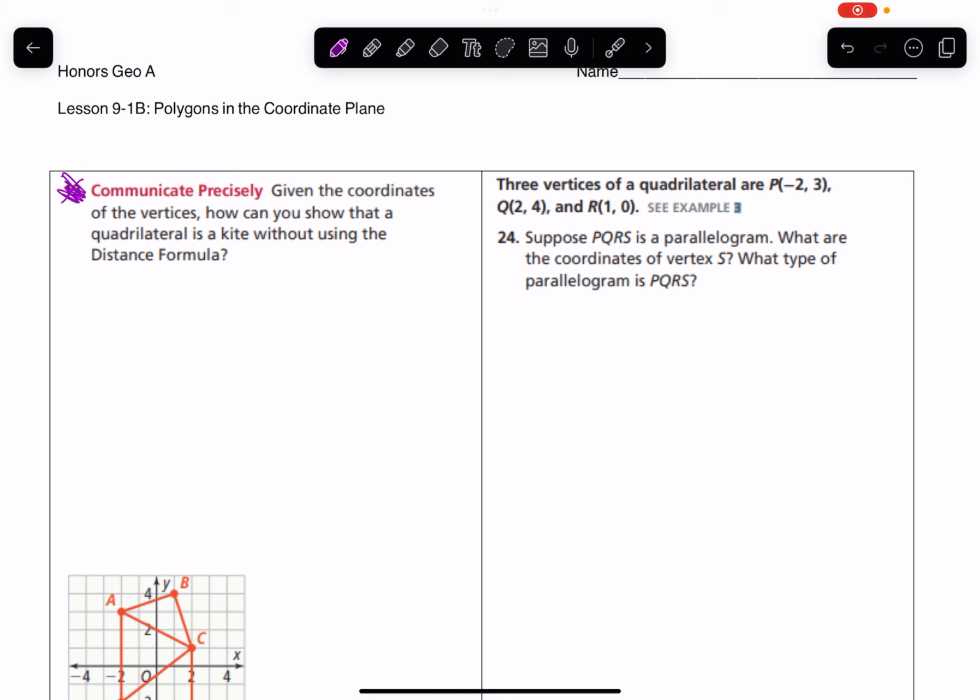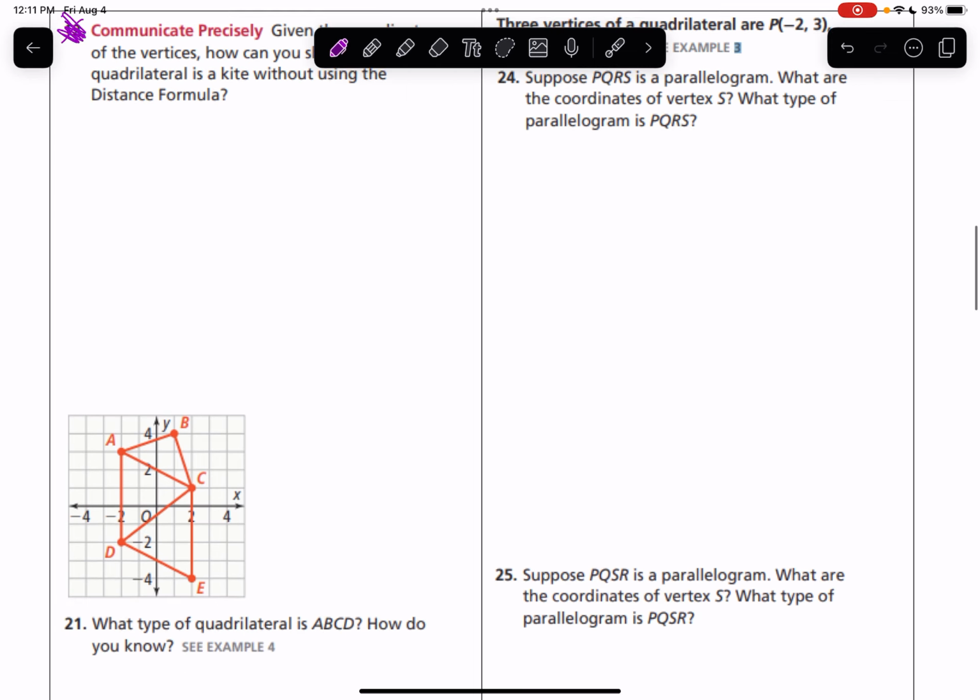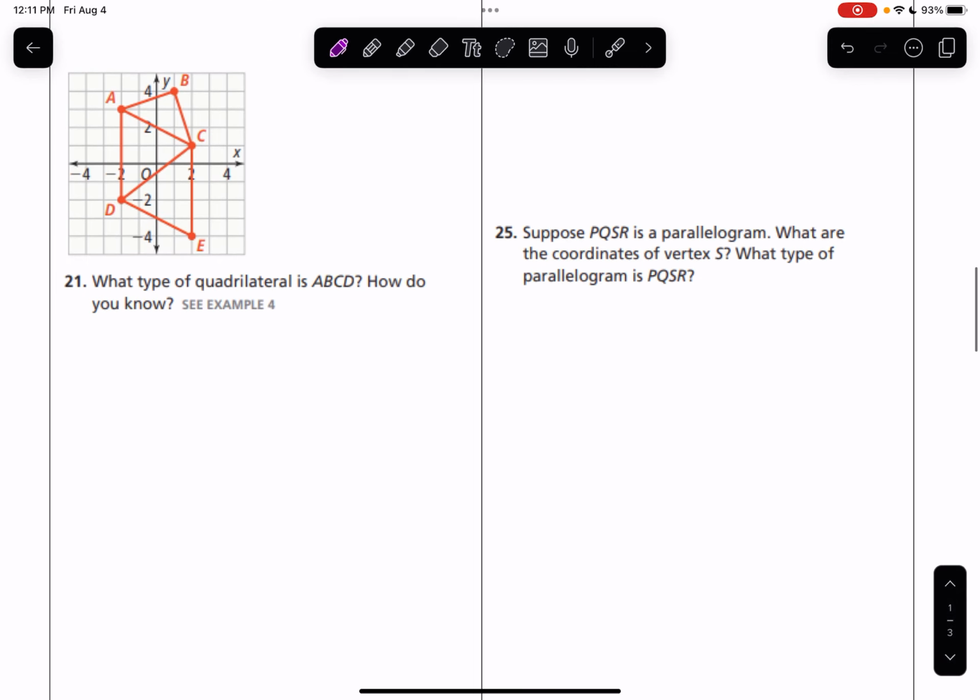I don't know if it'll be on your worksheet or not, but it shouldn't be. So we're going to skip that one and go right down to number 21. What type of quadrilateral is ABCD, and how do you know? Well, here's ABCD. So let's see. We could do a whole bunch of stuff with coordinates, or we could use the graph to help us because we do have a graph here.